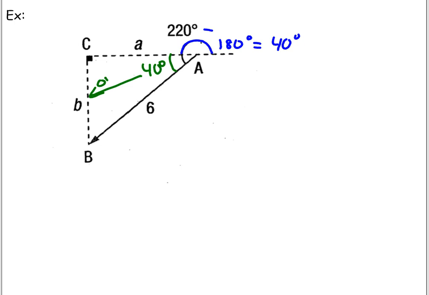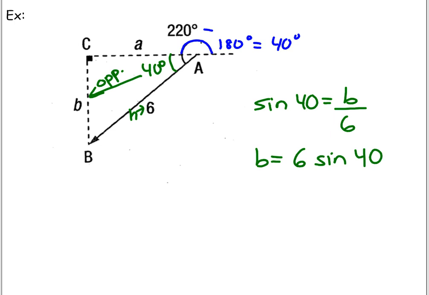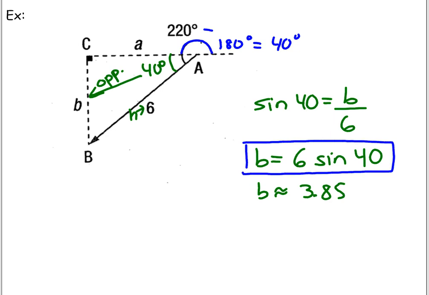If I'm looking for this one, which is my opposite, and I have here my hypotenuse, so what should I use if I have opposite and hypotenuse? I can use sine of 40 is opposite over hypotenuse. And then how do I find my b? 6 sine of 40. If you type on your calculator sine of 40, you're going to find that b is approximately 3.85. So which answer do you think is best? Okay, we're going to keep the answer that's more precise.